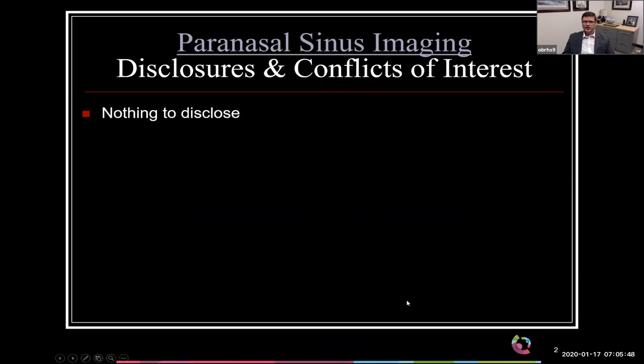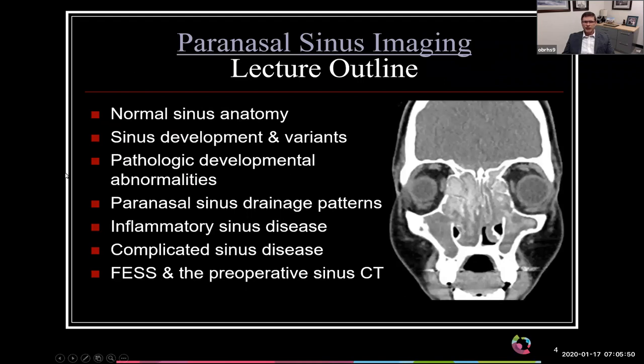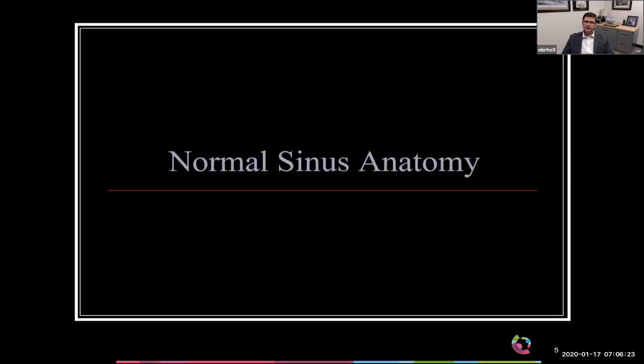I don't have any disclosures. Looking at the lecture outline, we're going to start off looking at normal sinus anatomy. Then we're going to look at some sinus development and variants, to include normal variants as well as pathologic variants. Then we're going to focus on the dominant paranasal sinus drainage patterns and different types of inflammatory sinus disease, look at complications of paranasal sinus disease, and at the end, we'll wrap it up with looking at critical anatomic variants that you want to identify on the preoperative sinus CT to help keep the surgeon and patient out of trouble when they go in there for functional endoscopic sinus surgery.